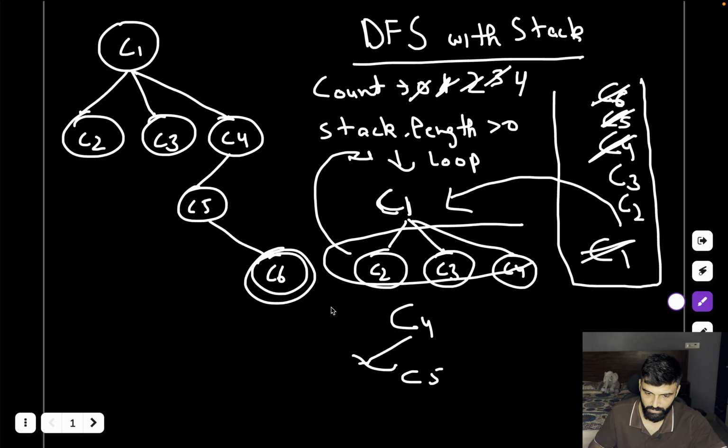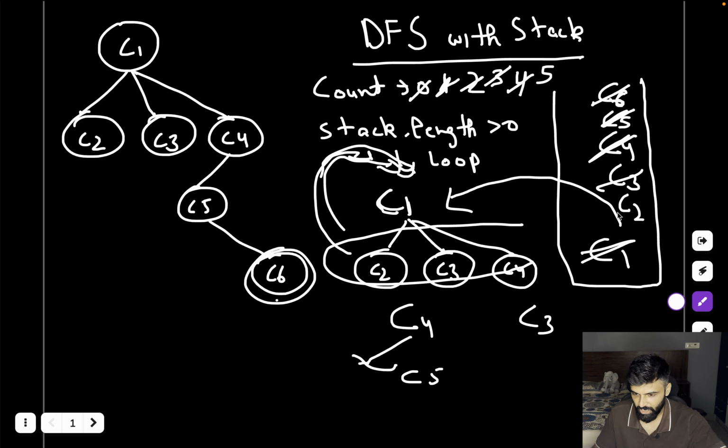So we'll check the child element for C6. There is no child for C6, so we will not need to push anything inside the stack, right, because there is no child element. Again, pop out the last element. Now the last element is C3, right, increase the count to 5, check if there are any child elements. There is no child element for C3 as well. We don't need to push anything to our stack.